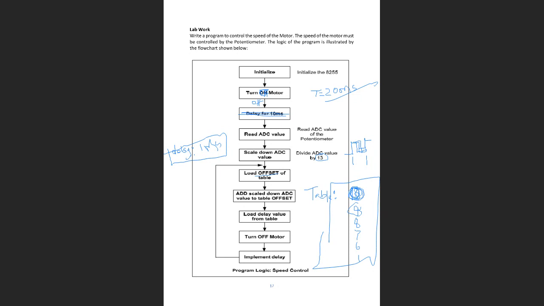Then what will be the on time? 20 minus this 10 millisecond. On time will be 10 milliseconds. Then turn on the motor, and make it on for 20 minus this off time. That means 10 millisecond here, and implement the delay again. For a certain time, it will be on. So this is the way it will work. The idea is this is the program logic for speed control. Is the idea okay?